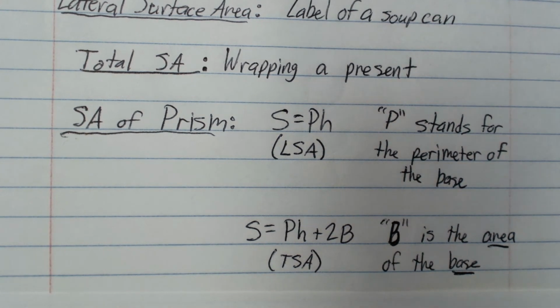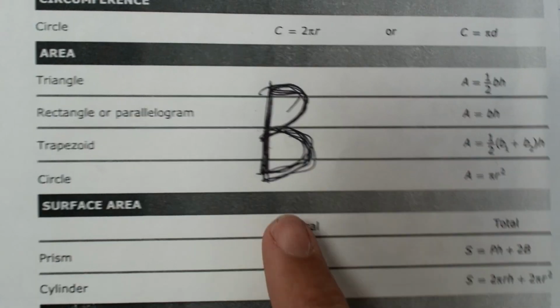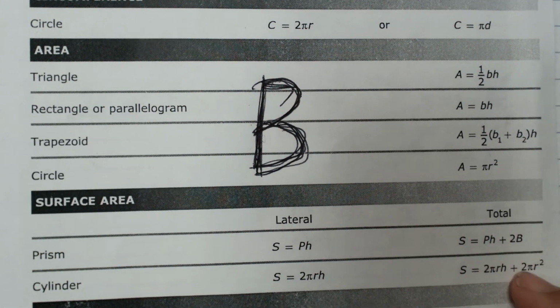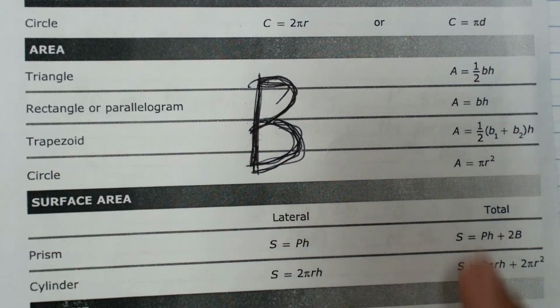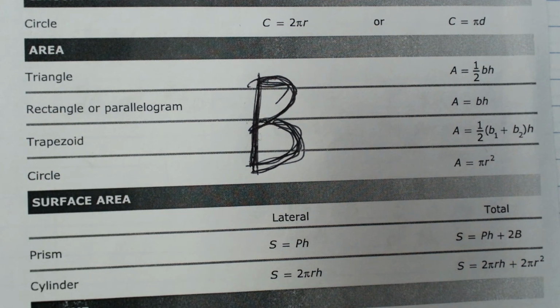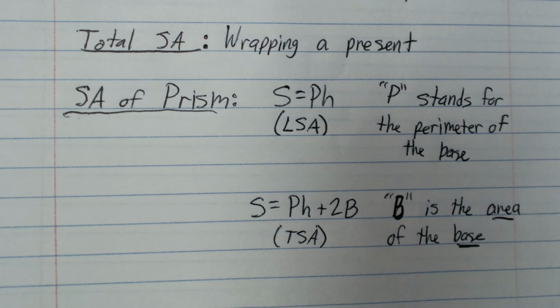Next is the total surface area, pH plus 2B. That's the total surface area, TSA. This big B, capital B, is the area of the base. So the area of the base, that means you're going to have to pull in a separate formula to find the area of whatever base you're looking at. That's why you may have noticed I had this big B on this formula chart, because it's in the area section right here. Anytime you see a big B down here, you've got to go up here and find out what shape you had, and use that appropriate area formula there. So those are your two formulas for surface area of prisms.